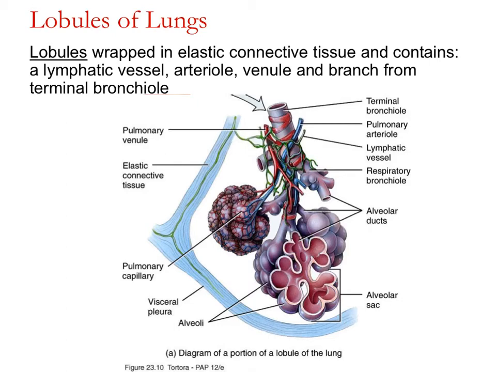Also notice there are some green structures here. This is bringing you back to the last chapter on the lymphatic system. And that's it for that. So let's move on and talk about an alveolus.